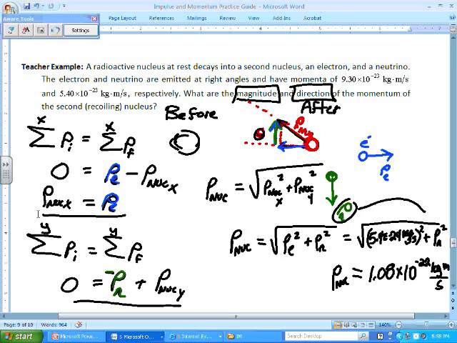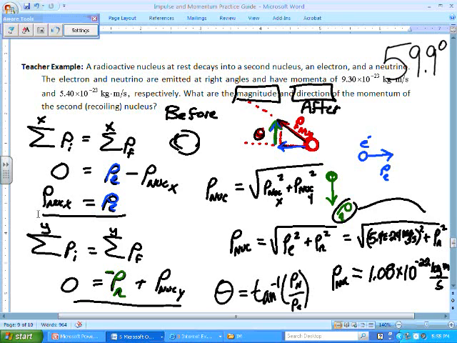So what you can say for theta down here is that theta is going to be the inverse tangent of the momentum of the neutrino divided by the momentum of the electron. And again, I ran out of space, but that should be 59.9 degrees. Let's calculate that. And that's how we do things in 2D.